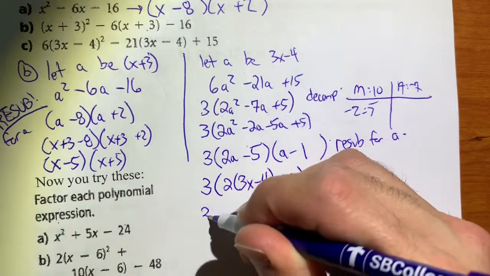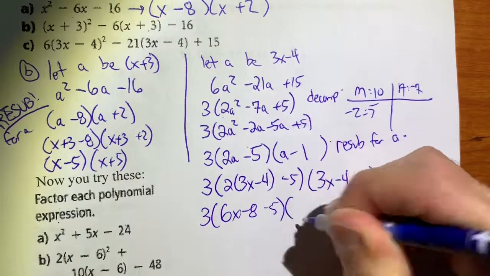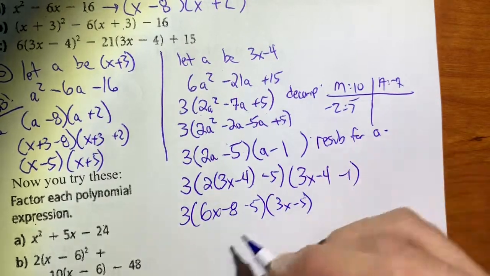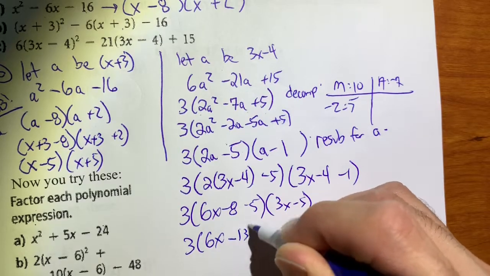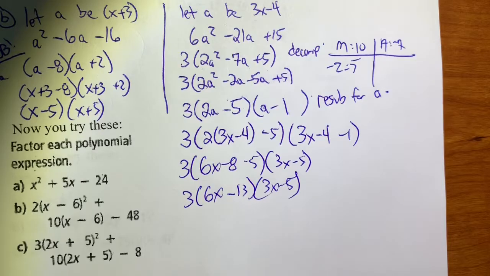I suppose we'll finish. So I'm going to get 6x minus 8 minus 5, and I'm going to get 3x minus 4 minus 1 is 3x minus 5. Clean that up. Oh my word, what do we get there? Very messy question, but there it is. It will never get worse than that, I promise.